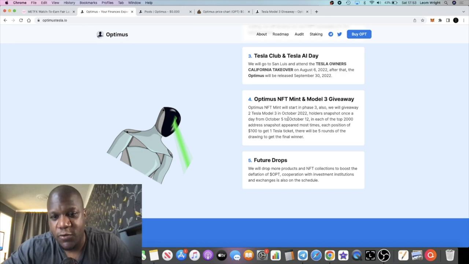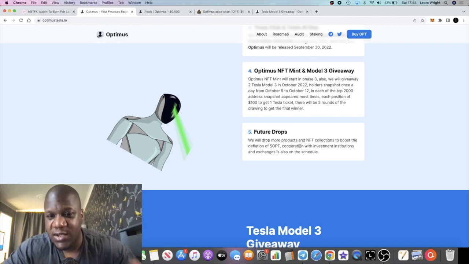Also, we will give away two Tesla Model 3s in October 2022. There is a snapshot held once a day from October the 5th to October the 12th. So you need to be holding the OPT token between October the 5th and October the 12th. You probably can't be selling or transferring tokens within that time. In each snapshot, the top 2,000 addresses that appeared the most times get a position, and each $100 gets you one Tesla ticket. There will be five rounds of the drawing to get the final winner. So it's $100 per ticket, in proportion to whatever you're holding. Let's say, for example, you have $1,000 worth of OPT. Of course, that's going to be worth 10 tickets, so you can do the math on that. And there will be future drops, NFTs, and so on.